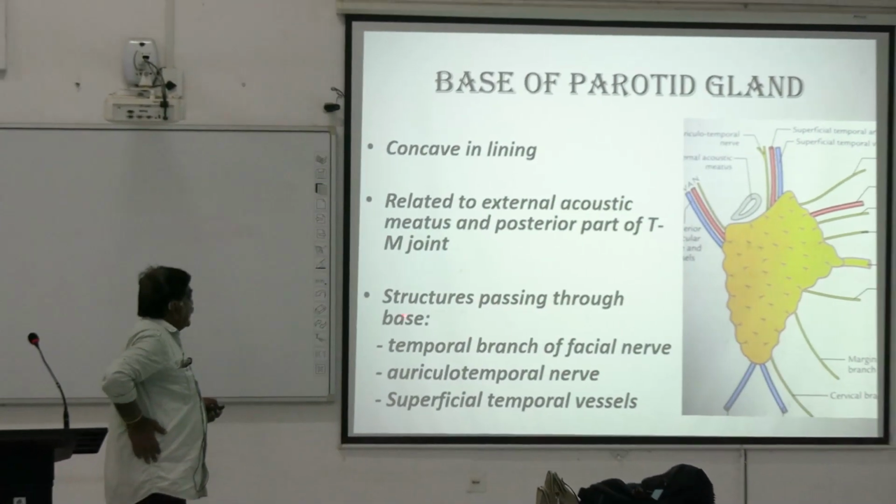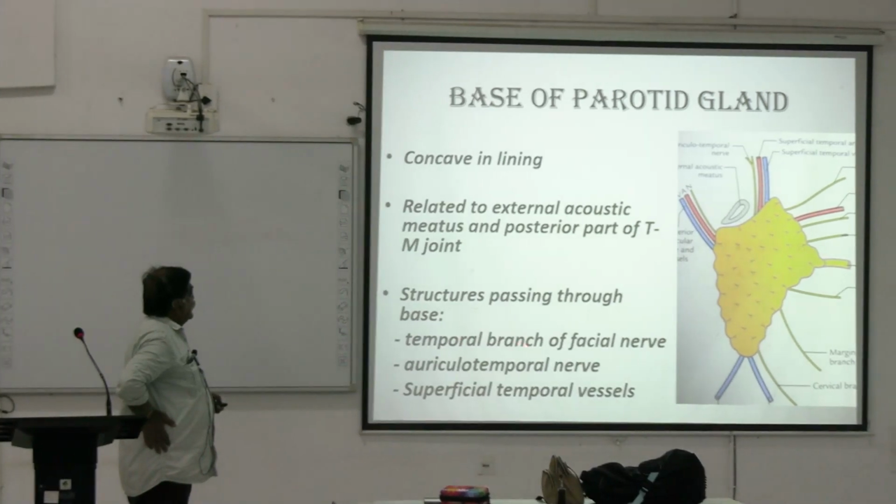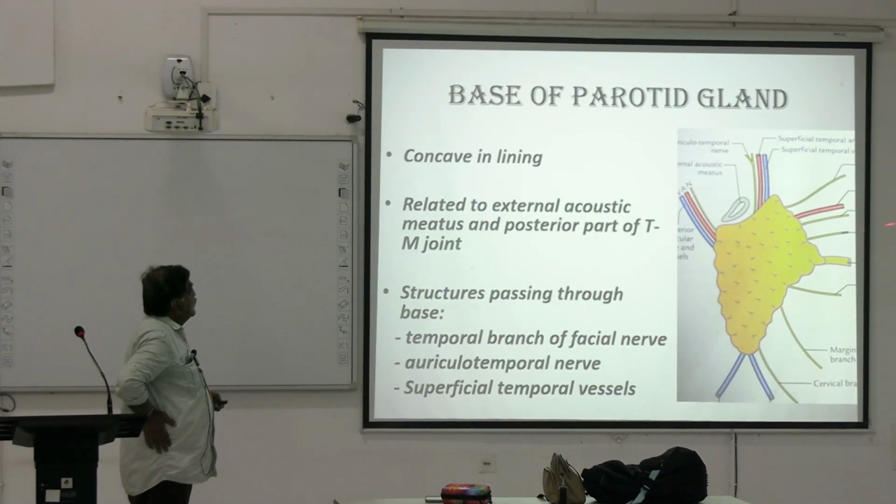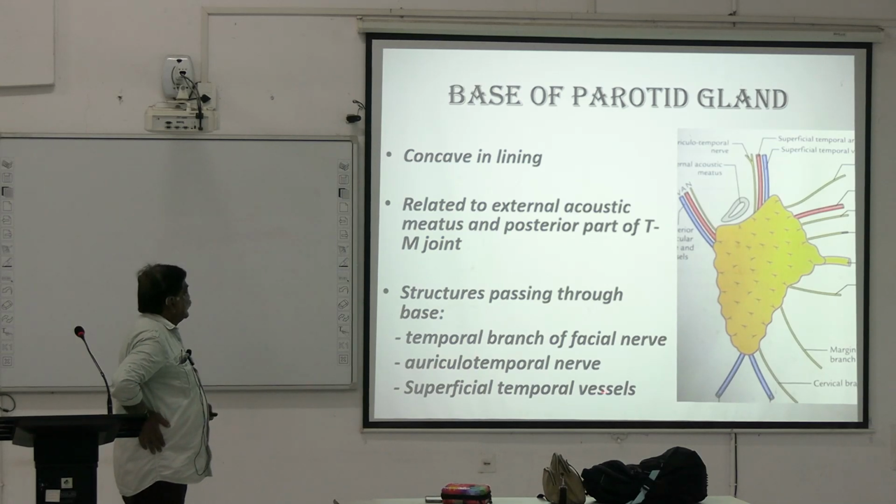Structures passing through the base: temporal branch of the facial nerve, auriculotemporal nerve, and superficial temporal vessels. Next.